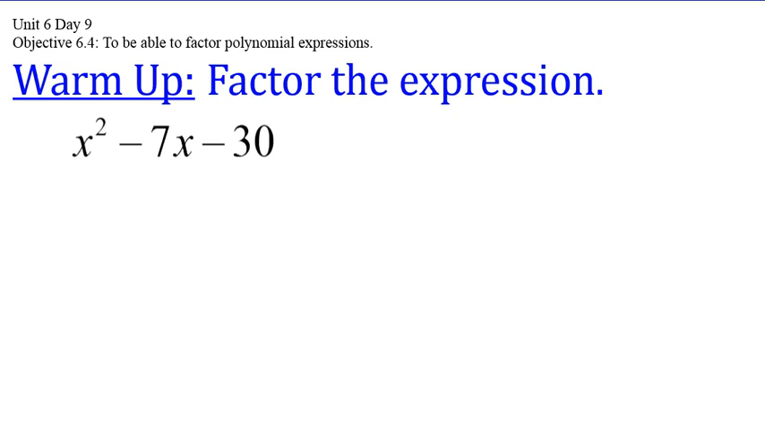In our last few lessons we've been working on factoring polynomial expressions. To review our factoring process, we said we always look for the greatest common factor that we could divide out from every single term. In this case, it's 1.